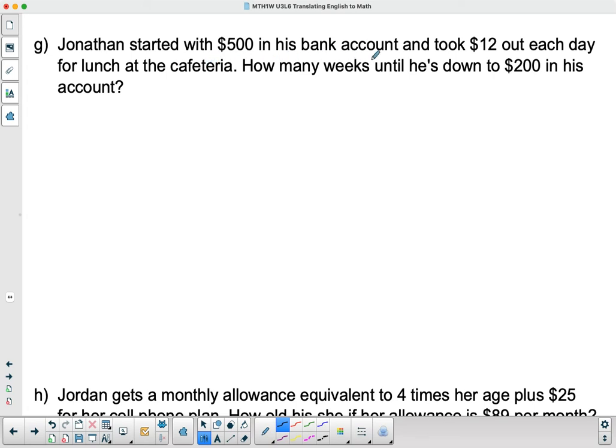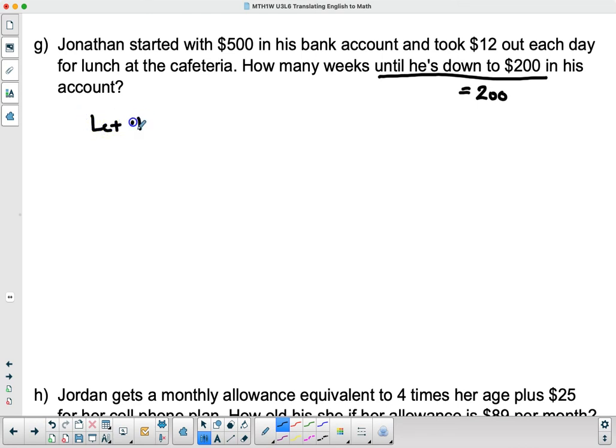Jonathan started with $500 in his bank account and took $12 out each day for lunch at the cafeteria. How many weeks until he's down to $200 in his account? So, until he's down to $200. So here's the part that's giving us an equals. That's telling us what he has in his account after a bunch of stuff happens. So let's start with our let statement.